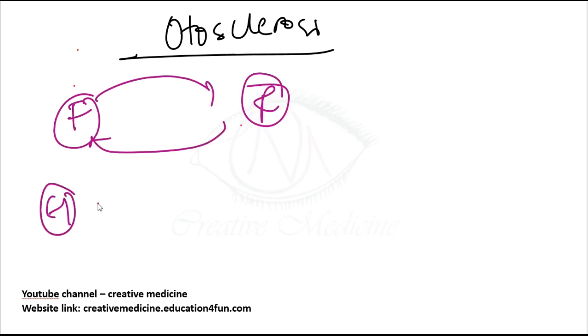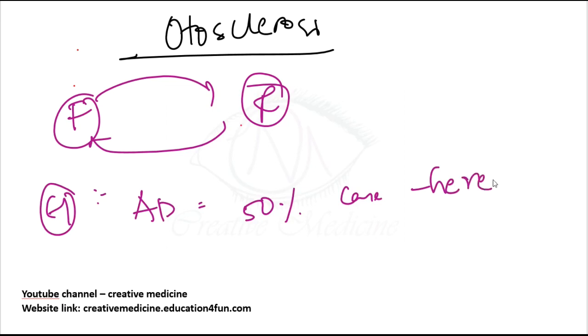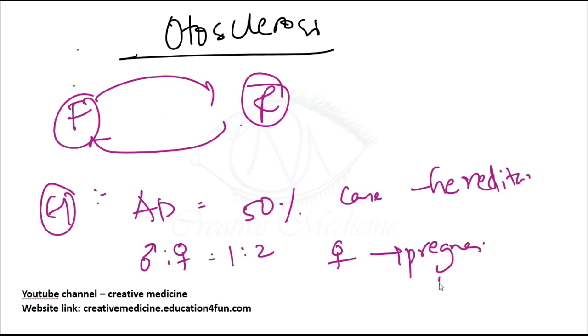So what is the etiology? It is autosomal dominant, which is involved in 50% of cases, and it is hereditary. If you see the male to female ratio, it is always more common in females, and it will aggravate in pregnancy and also in menopause.